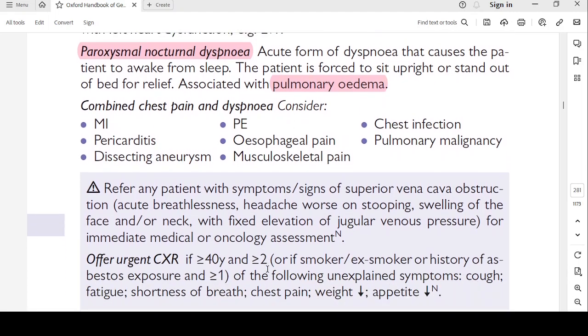Combined chest pain and dyspnea. If a patient is having chest pain as well as dyspnea, you consider first, is it an MI? Is it pericarditis? Is it a dissecting aneurysm? Pulmonary embolism? Esophageal pain? Musculoskeletal pain? Chest infection? Pulmonary malignancy?